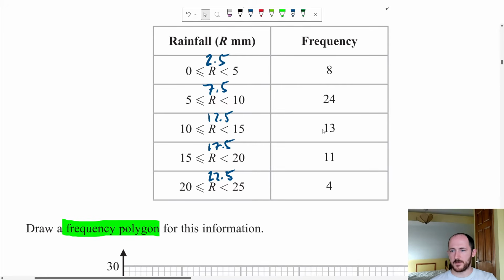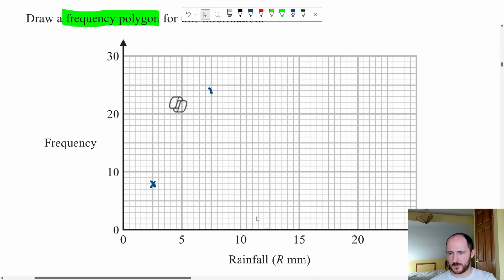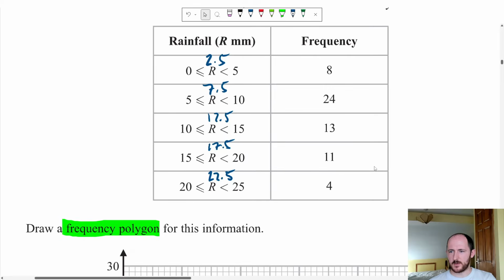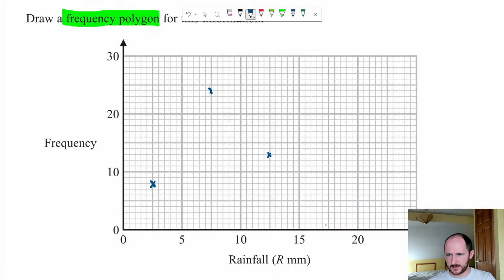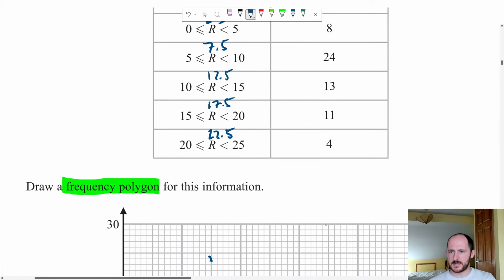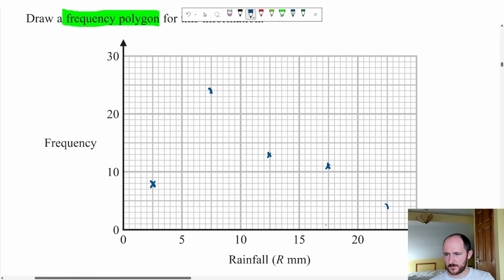The next one is 12.5 and 13. Yep, 12.5 right in the middle, and 13. So 1, 2, 3 right there. 17.5 and 11 goes there. 22.5 and 4.